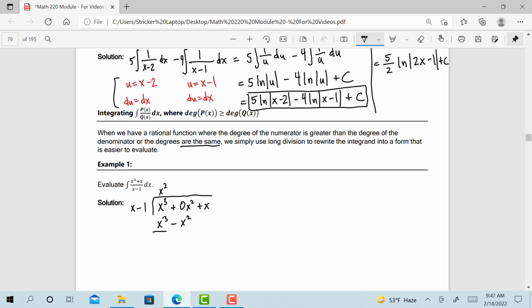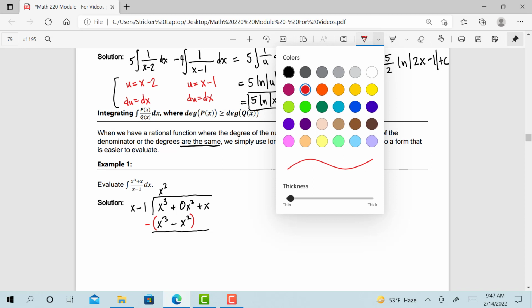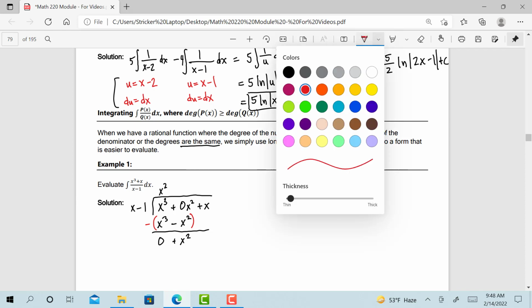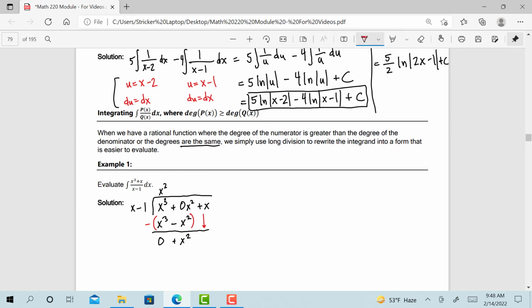And then what we want to do is subtract. I'm going to do that in a different color here. We want to subtract these two terms. So x cubed minus x cubed, of course, cancels out, so that'll be 0x cubed. And then we have 0x squared minus a negative, which actually turns it positive, so this would be positive 1x squared. Then we're going to bring down the next term. When we do that, we have x squared plus x.